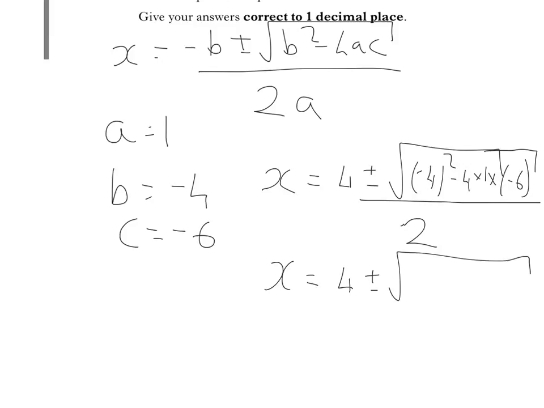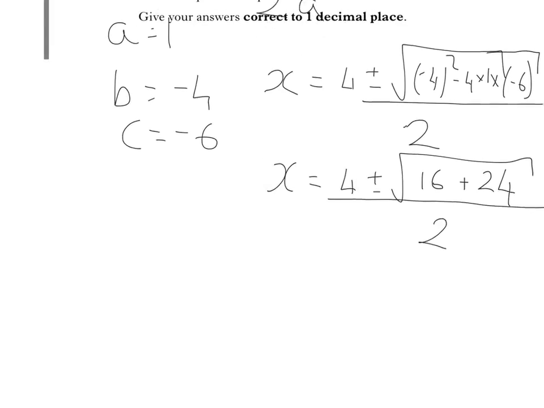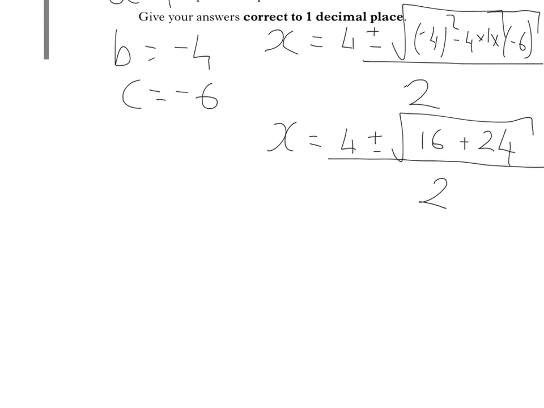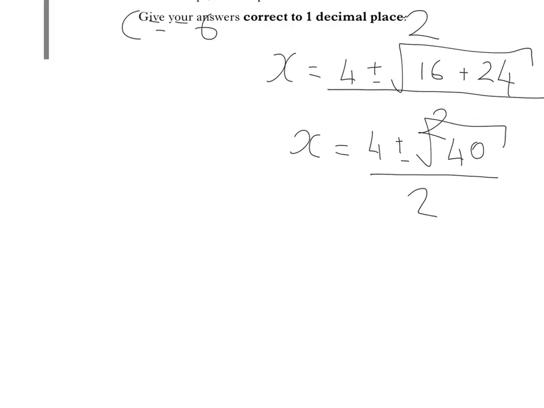So in here, minus 4 squared is 16. Minus 4 times 1 is minus 4, times that by minus 6 is plus 24, all over 2. So just take your time, this is a calculator question. 4 plus or minus the square root of 40 over 2. Split the thing up now into 2 bits. 4 plus root 40 over 2 and 4 minus root 40 over 2.